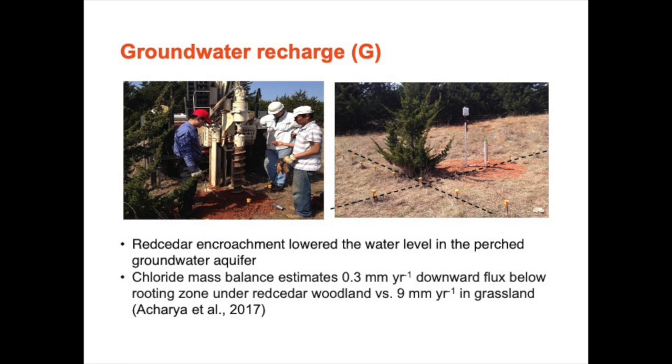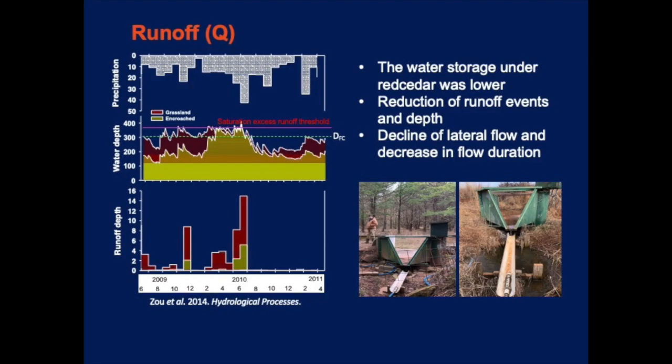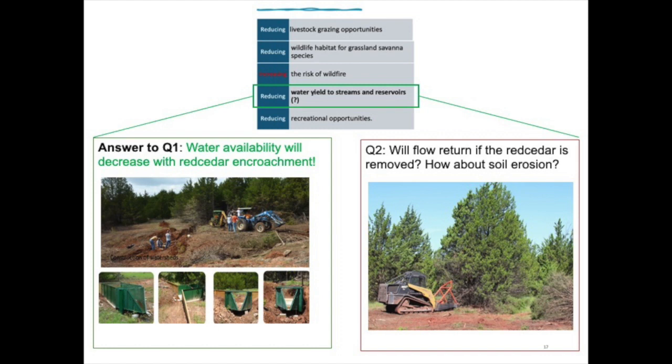Finally, for this water balance, one of the most important for our system is the impact on runoff. Runoff means overland flow plus some subsurface flow, the shallow subsurface flow. The upper panel is the monthly precipitation depths. The middle panel is the water depths or water storage, which I showed you in the previous figure. And the bottom is the runoff depths on the monthly step. You can see there is a reduction, not only in the events of runoff under juniper woodland, but also in the depths in a given month. So all this evidence indicates water availability will decrease with juniper encroachment compared with the grassland.